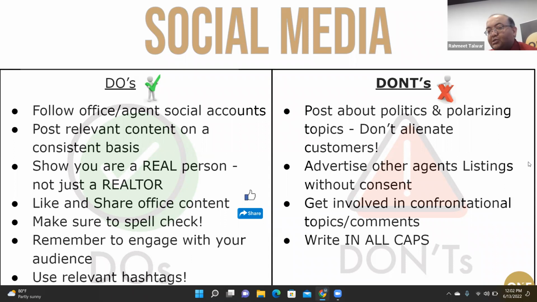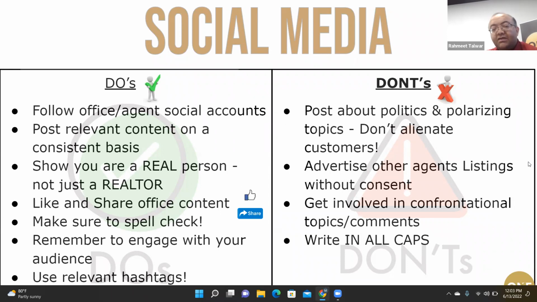Some of the don'ts on social media. Many of you probably already know this, but avoid posting about politics and polarizing topics. It doesn't really matter what your personal opinion is on these things, but if you alienate half of the population, that's half of your customer base. Why would you do that? Who cares who they vote for or what their opinion is on something? Everyone needs a house. Everyone has to live somewhere. So they could be your customer.